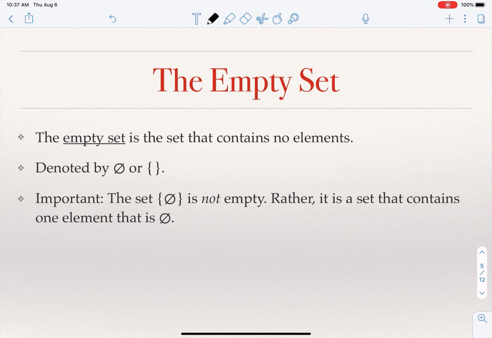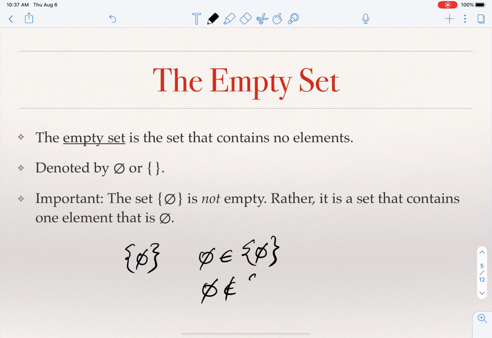It's very important to understand that the empty set is a set that contains nothing, and this set is not an empty set. It's a set that contains one element, that is the empty set. Okay, so for example, this is an element of this. However, the empty set is not an element of this. So the empty set is a very special set that contains no elements, but it is still a set.